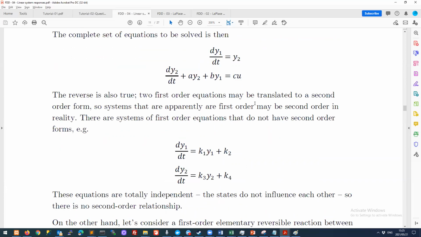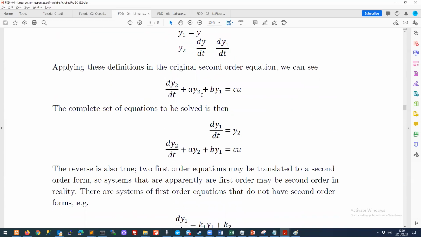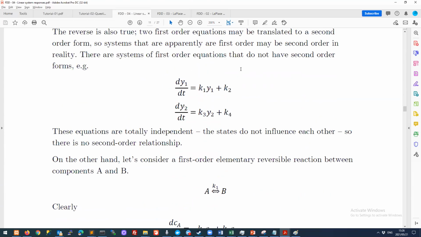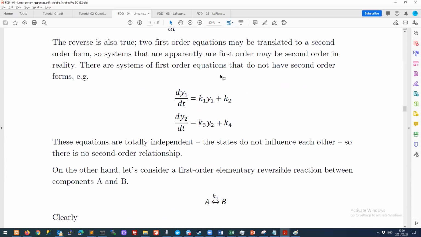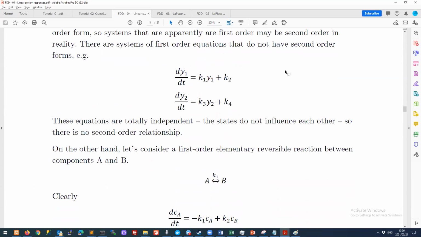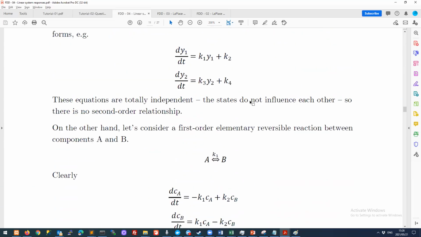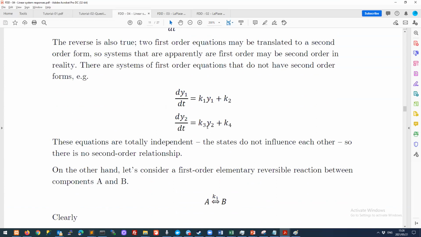Okay, so we can see now that generally speaking, if we have some second order system of equations, we can get two first order equations, and they may be related, but you've got your two first order equations. Sometimes your equations are independent. If you have a situation like this, you've got dy1 dt equals that in y1.